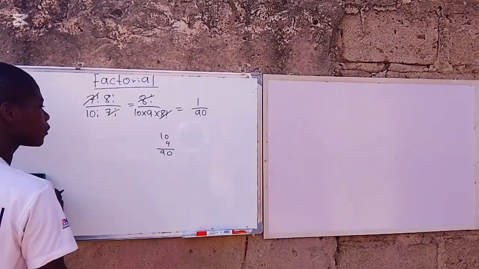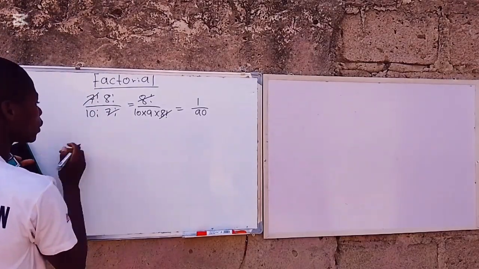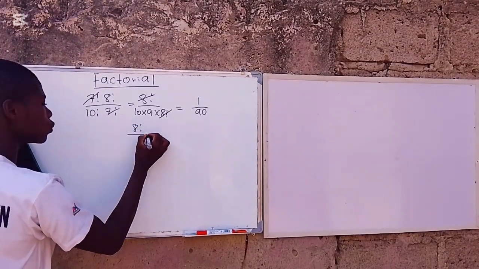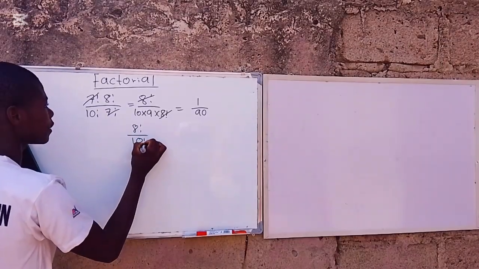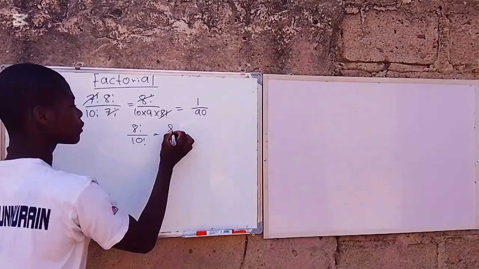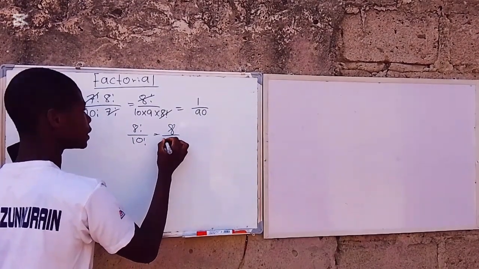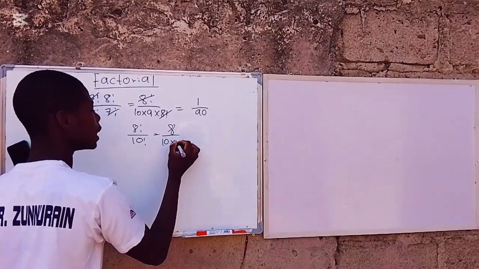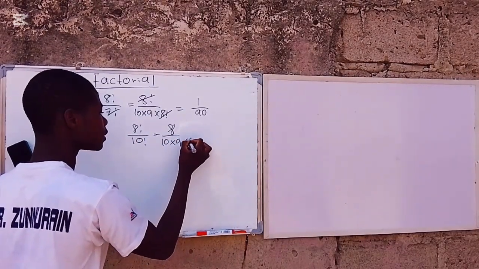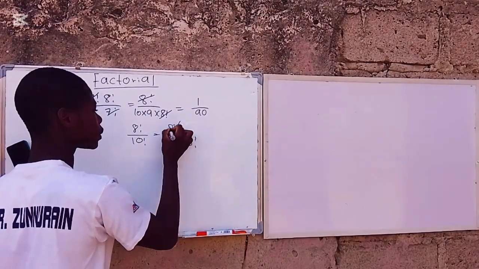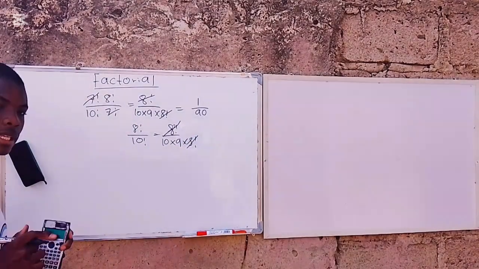So what if you are given 8 factorial over 10 factorial? The same thing: you are going to say 8 factorial divided by 10 times 9 times 8 factorial. This will cancel this, and you will get the same answer.